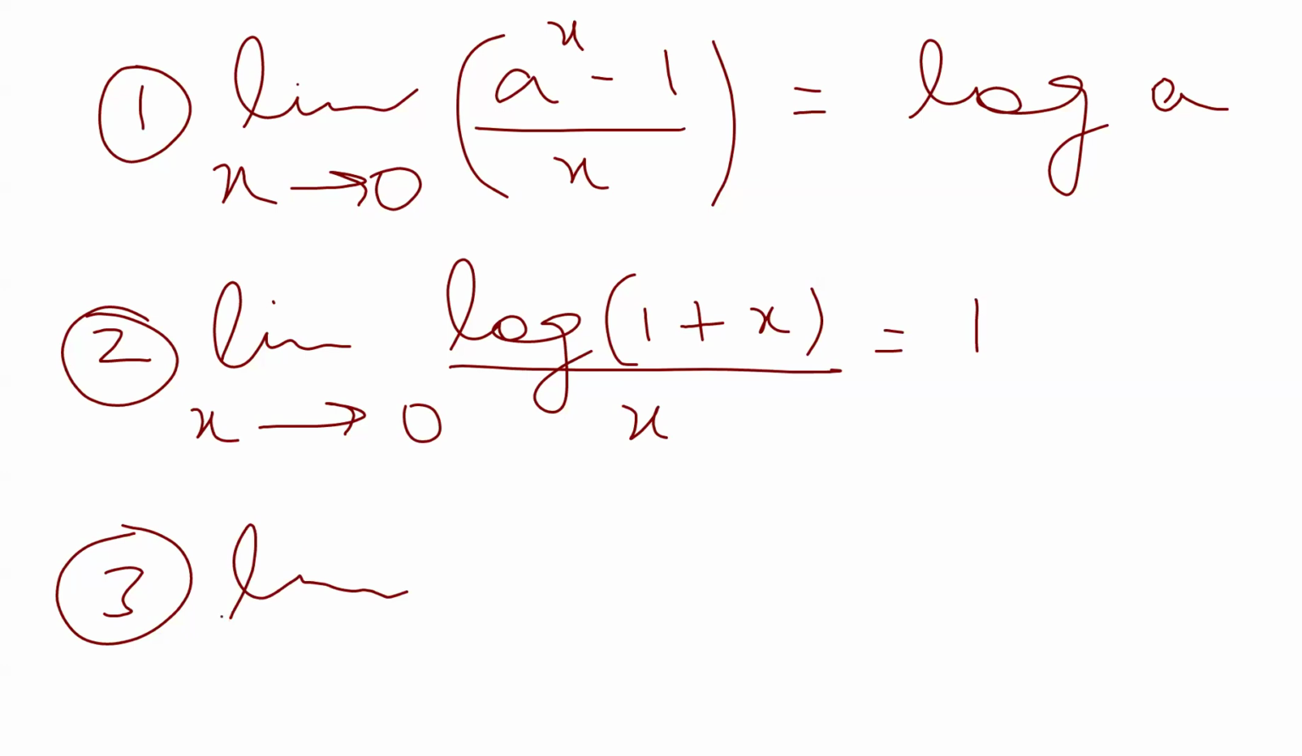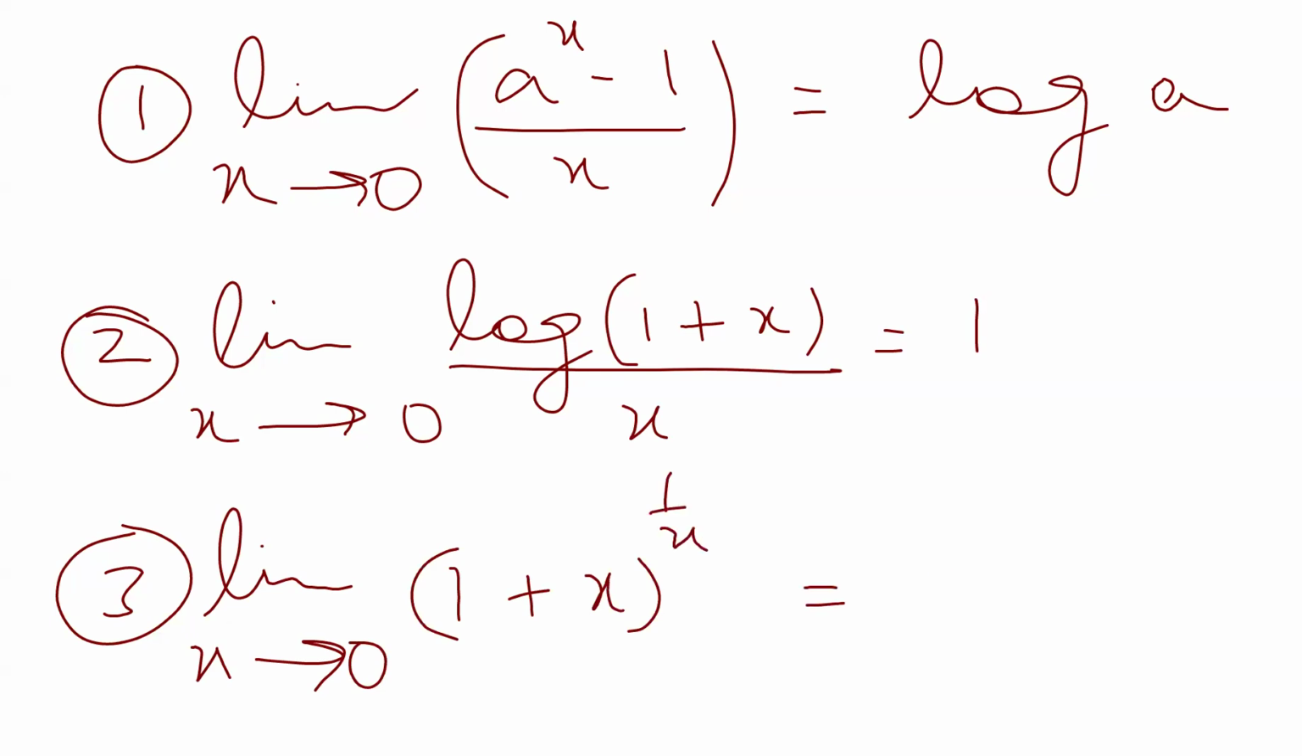Limit x approaching 0, (1 plus x) raised to 1 upon x is equal to e. Okay, so these are the three formulae.